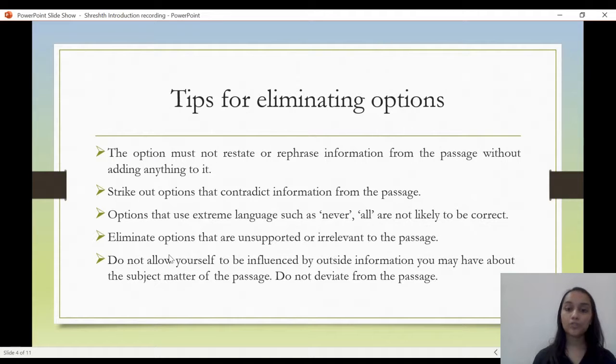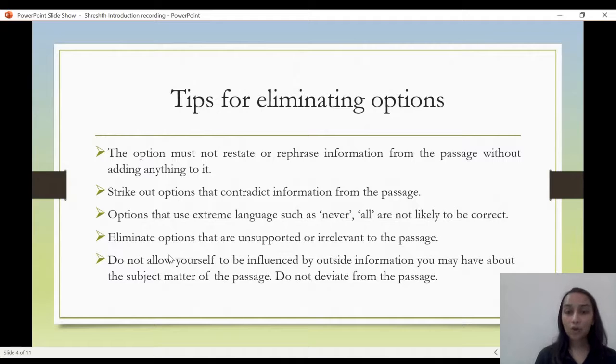Alright. Eliminate options that are unsupported or irrelevant to the passage. So I told you that inference is some new information that has support or that is based on the information already provided in the passage. If you don't see it being supported, or you see that it's beyond the scope of the passage, then just eliminate it. Alright.